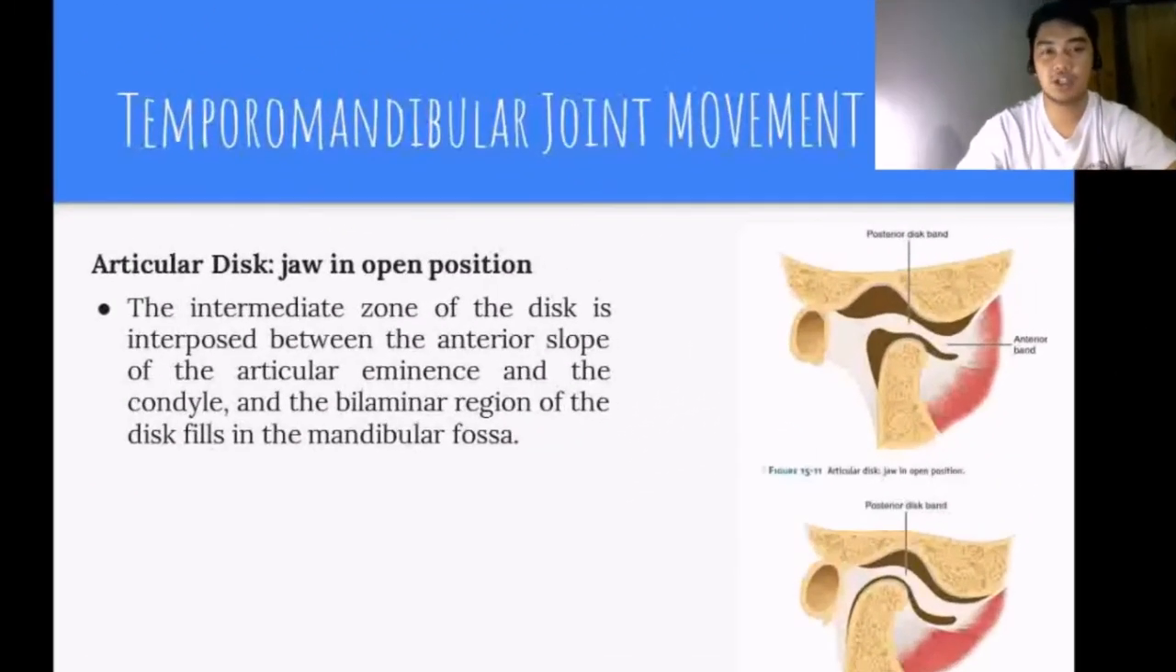So when we say articular disc, jaw and open position, always take note that the bilaminar region of the disc fills in the mandibular fossa, while the intermediate zone of the disc is interposed between the anterior slope of the articular eminence and the condyle.